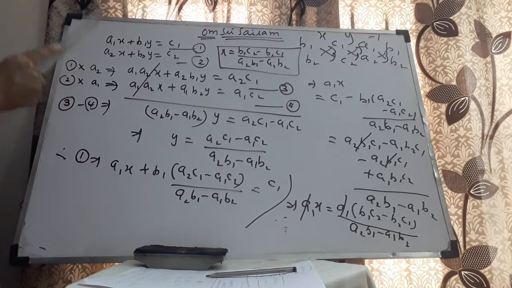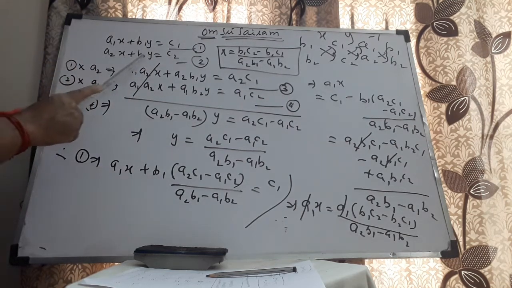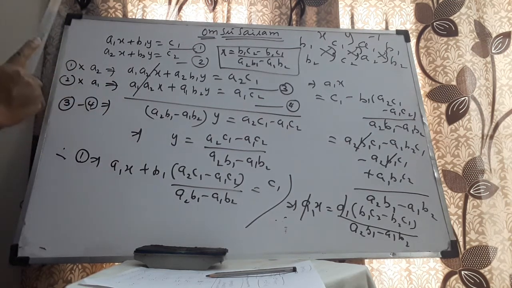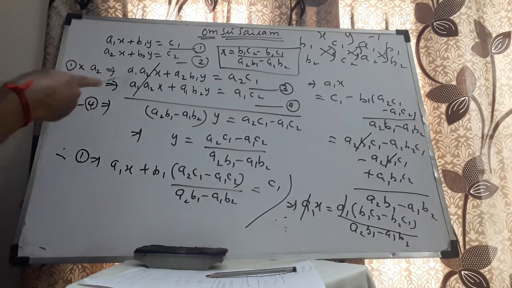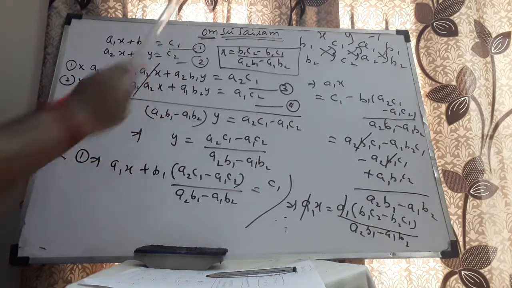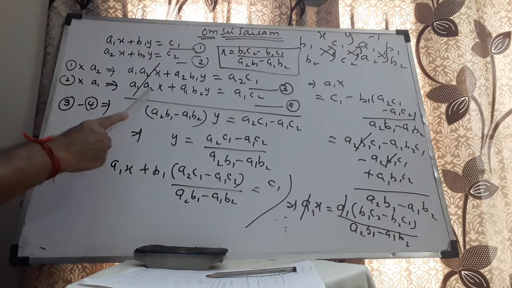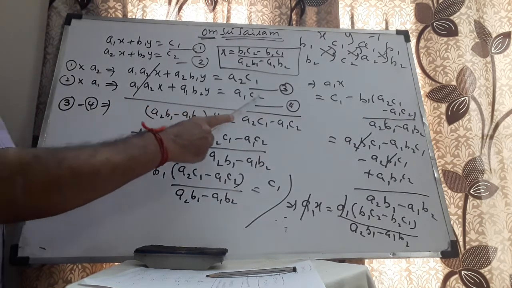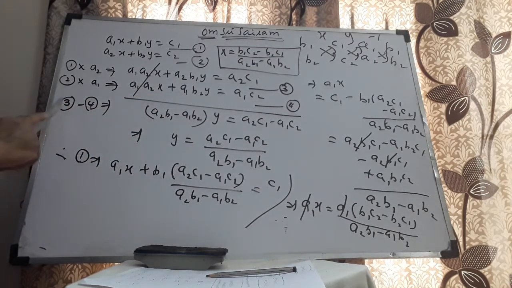I've taken the general possibility a1x plus b1y is equal to c1, equation 1, and a2x plus b2y is equal to c2. I'm trying to solve for x and y in these two equations using elimination method. I'll multiply equation 1 by a2. Therefore, a1 a2x plus a2 b1y is equal to a2 c1. That is equation 3. Multiply equation 2 by a1. I'll get a1 a2x plus a1 b2y is equal to a1 c2. That is equation 4. Now subtract equation 4 from 3.